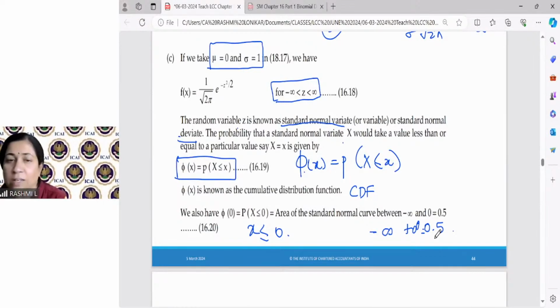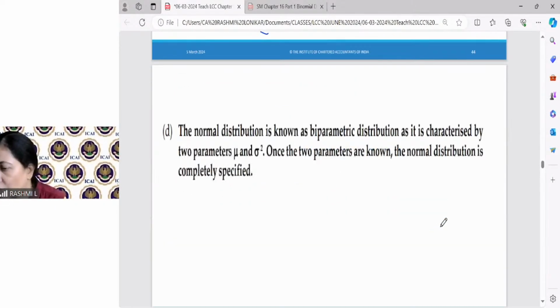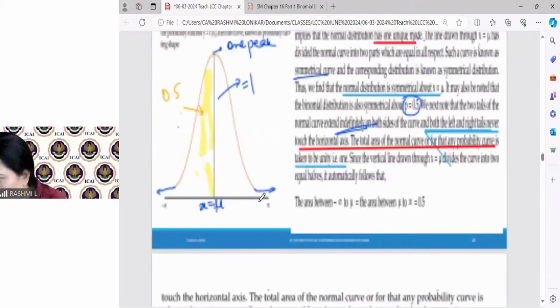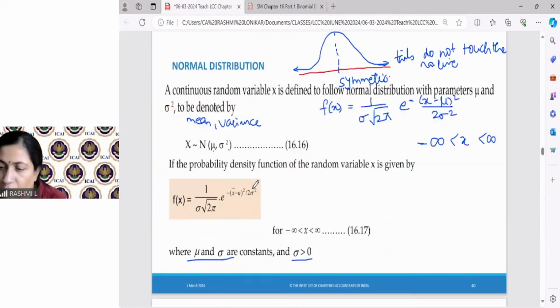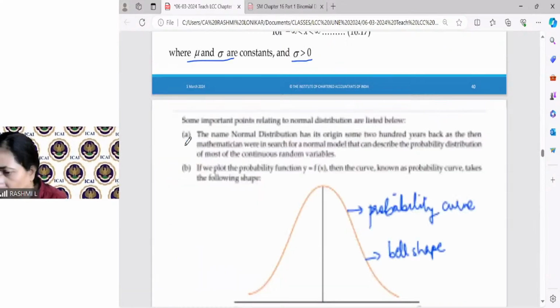Now, obviously, you have two parameters. Which are those? Mean and variance. So the normal distribution is biparametric and is defined by N of mu and sigma square. We wrote that just now. See, this is important. So that is what we are doing.